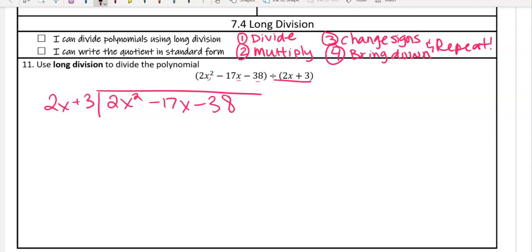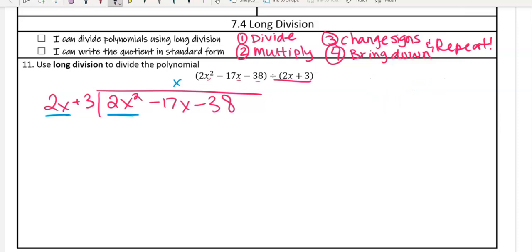All right, so starting with our first step, divide. We're going to take that first term inside the little box and divide it by the first term on the outside. So we have 2x squared divided by 2x. That leaves us with x. So that x is going to go on top of the other x.